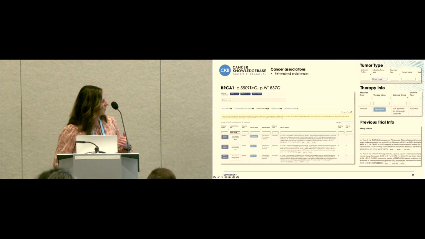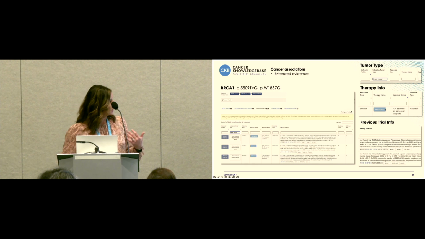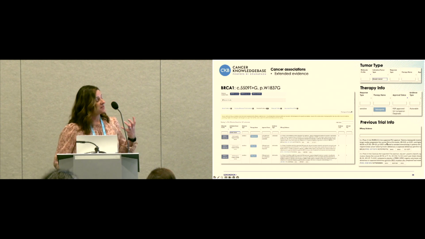So again, we can filter down to breast cancer in terms of the tumor type, and then figure out, okay, we filtered down, there are therapeutic options, just for example, talazoparib, which is FDA approved. And then we can also see the efficacy evidence annotation that's associated with this.